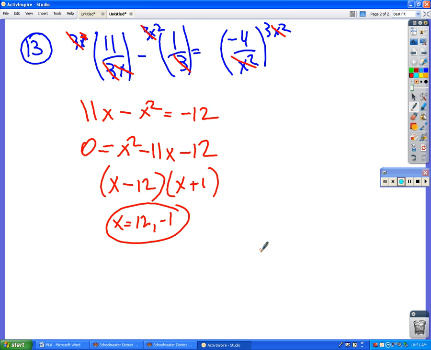Why is it 3x squared? I don't understand how I got the 3x squared. That's the smallest thing that 3x, 3, and x squared all go into.